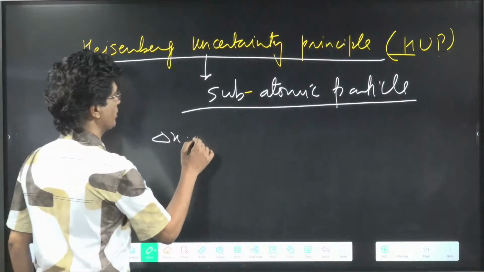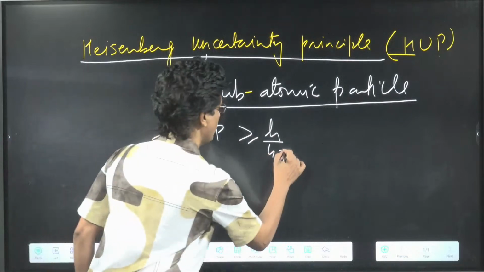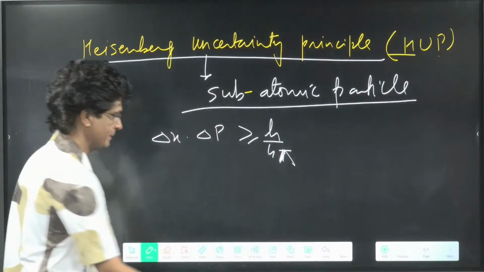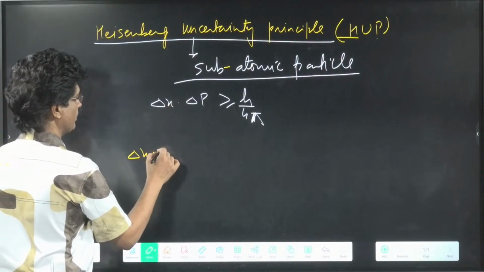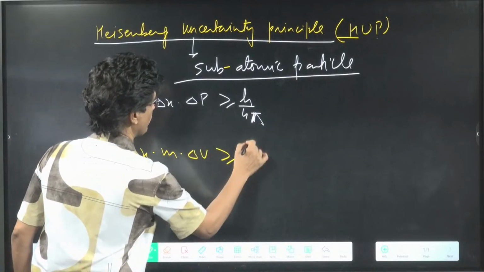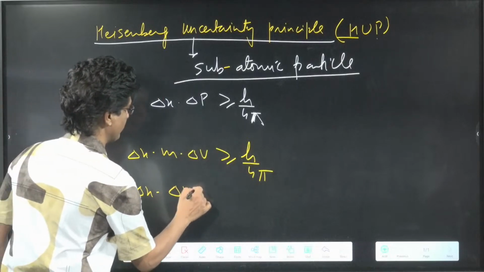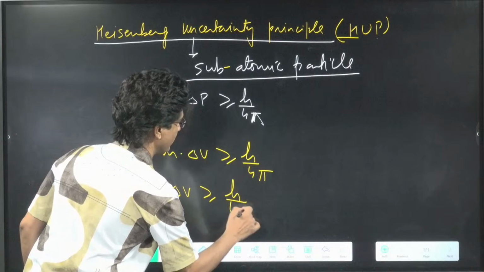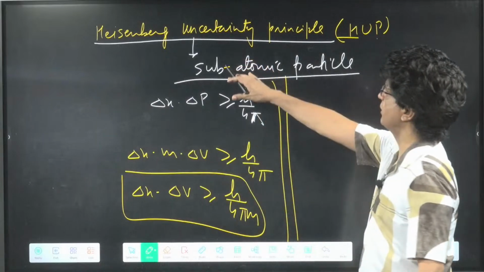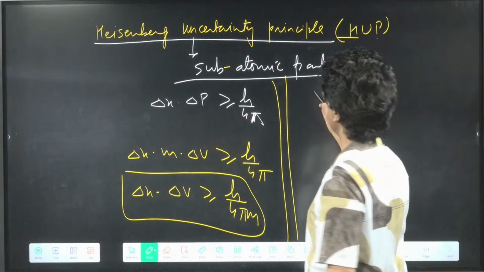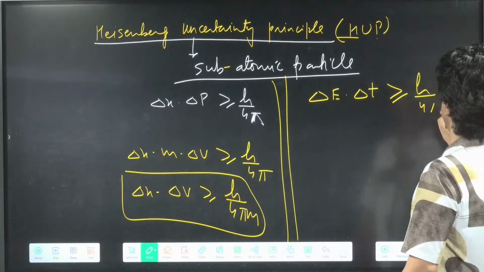And he also said that delta x into delta p is more than or equal to h upon 4 pi. So I believe that I can write this down as delta x into m delta v is more than or equal to h upon 4 pi. We can further say delta x delta v will be more than or equal to h upon 4 pi m. There are certain corollaries of the Heisenberg uncertainty principle apart from that, like delta E into delta T is more than or equal to h upon 4 pi.